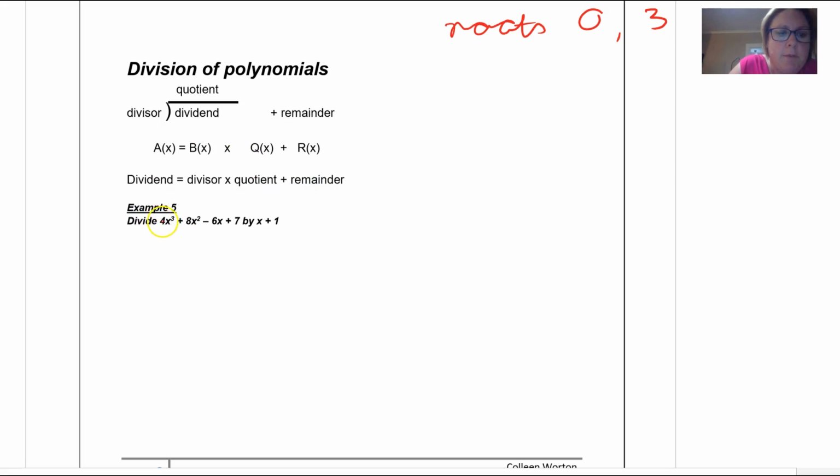Now, if I'm dividing 4x cubed plus 8x squared minus 6x plus 7 by x plus 1, there's another way to do it, and I must look it up. It's a bit easier, but this is the way I've been doing it for years, and it works for me, so it's going to work for you.